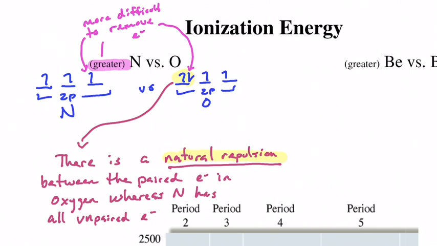And I'm not reading off anything. I'm just going off. So every time I write this, it might sound a little differently. But there's a natural repulsion between the paired electrons in oxygen, whereas nitrogen has all unpaired electrons. And if you had to say which one is more difficult, then you would have said which makes it easier to remove it from oxygen or more difficult to remove it from nitrogen.